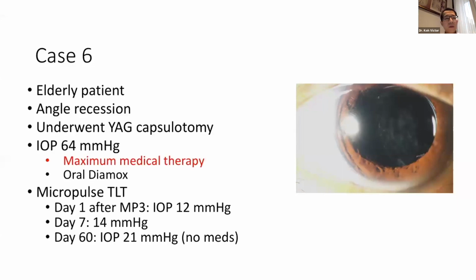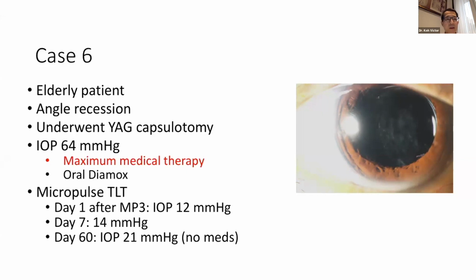Not impossible, but uncommon, the pressure shot up to 64. There were cells in the AC and fibrin in the anterior chamber and flare as well. Once again, it's on maximum medical therapy, even on oral Diamox, but the pressure is resistant to this medical therapy. And after consultation, we decided to give MicroPulse a try.